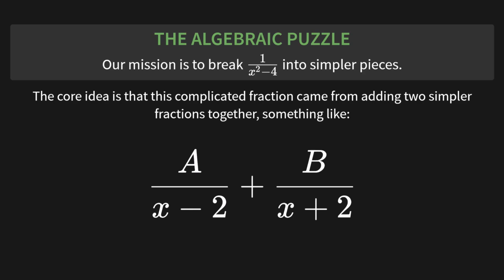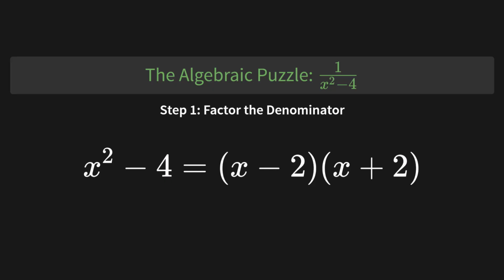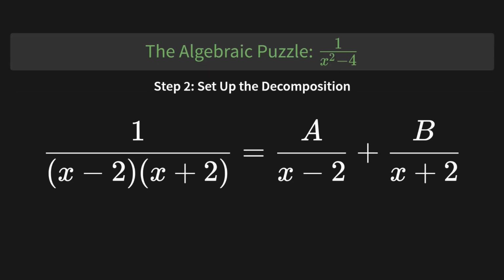So let's do it. Step 1. Factor the denominator. This is essential. x squared minus 4 becomes (x minus 2) times (x plus 2). Easy enough. Step 2. Set up the decomposition. We write our original fraction, 1 over (x minus 2)(x plus 2), equals a over x minus 2 plus b over x plus 2. Our entire goal is to find the numbers a and b.